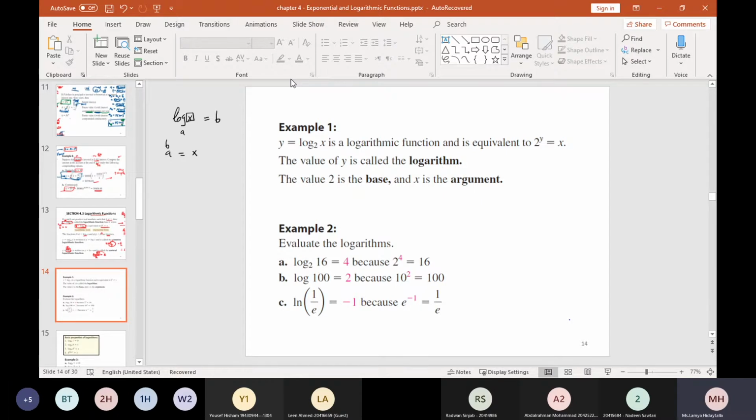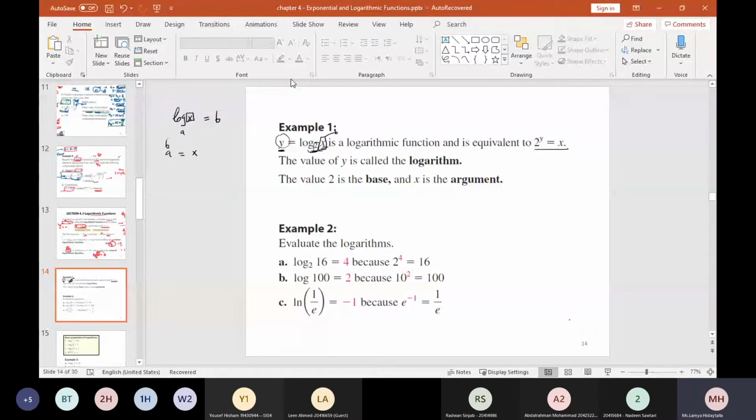Okay, we call the value: if I have y equal to log x to the base 2, that of course means 2 to the power y will give me this x. Then we call y the logarithm. The logarithm is y, and the base 2 we call the base, and this we call the argument. The argument is the value inside the logarithm.